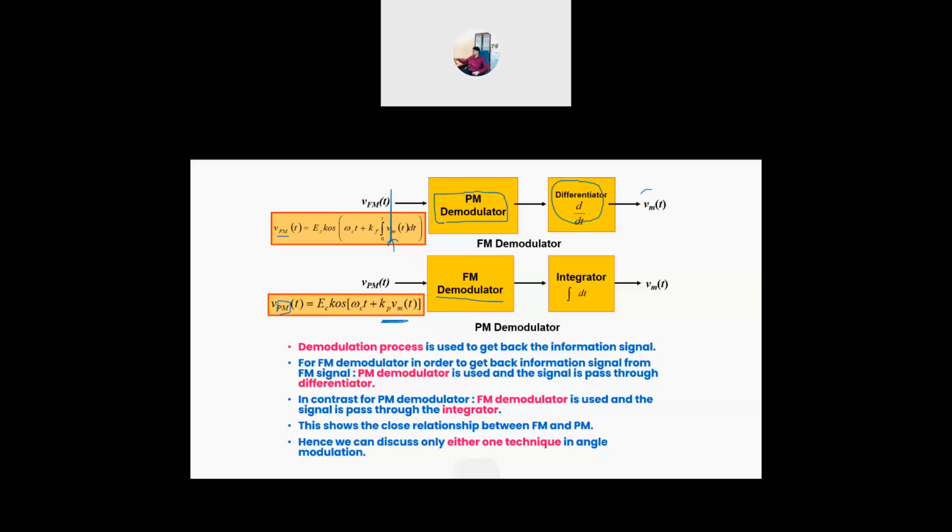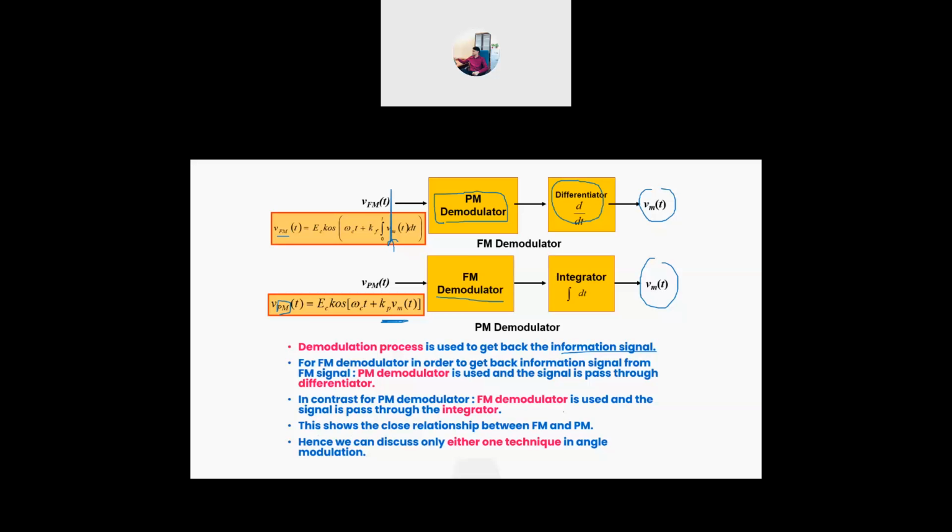So then in the end, you're going to have the same message signal or modulating signal, or information signal, the information that you want to transmit and receive. So demodulation is used to get back the information signal. Yes, information signal, modulating signal, message signal, many names. For the FM demodulator, in order to get back the information signal from FM, a PM demodulator is used. This is basically what I told you just now.